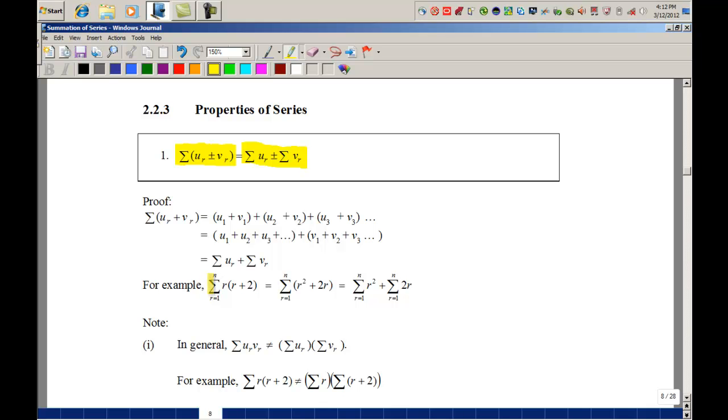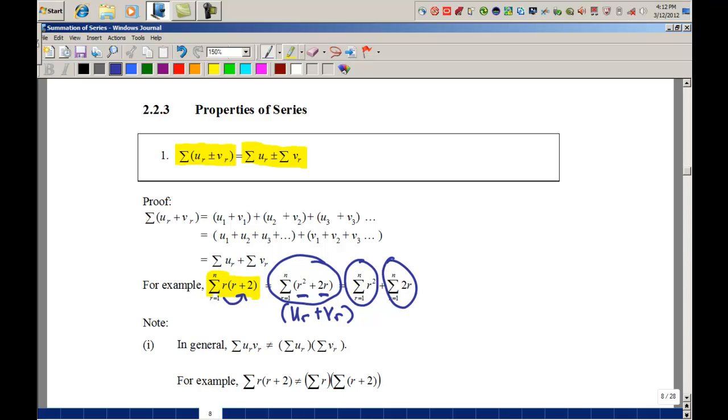Meaning, if you have summation r times (r plus 2), then if you multiply the r in, you can actually get summation r squared plus 2r. Now this is the sum of two separate sequences of numbers. The first one you can call u_r, the second one you can call v_r, then this becomes this. And then what we are trying to say here is you can consider this entire sum as the sum of two separate series.